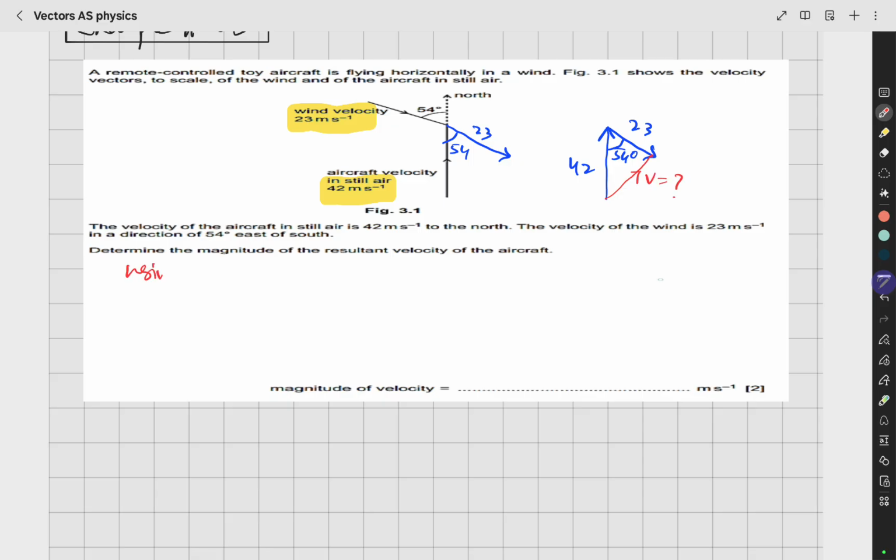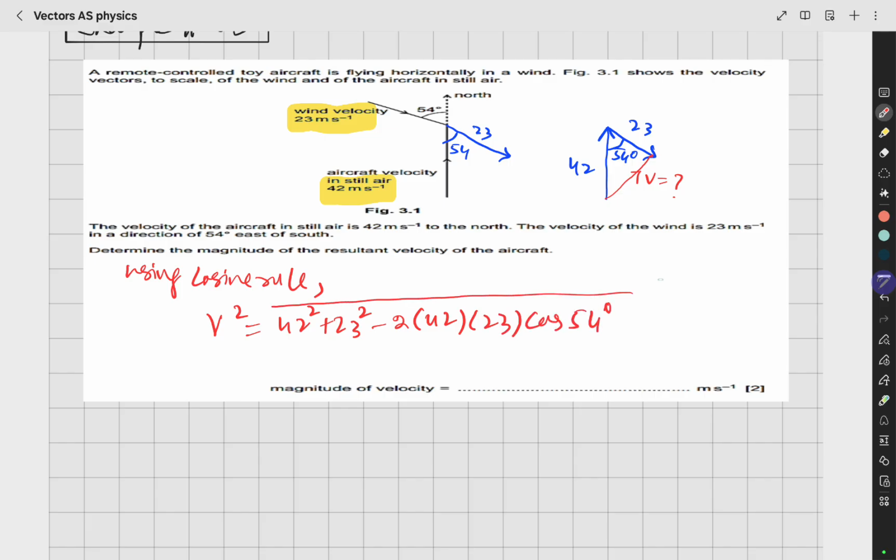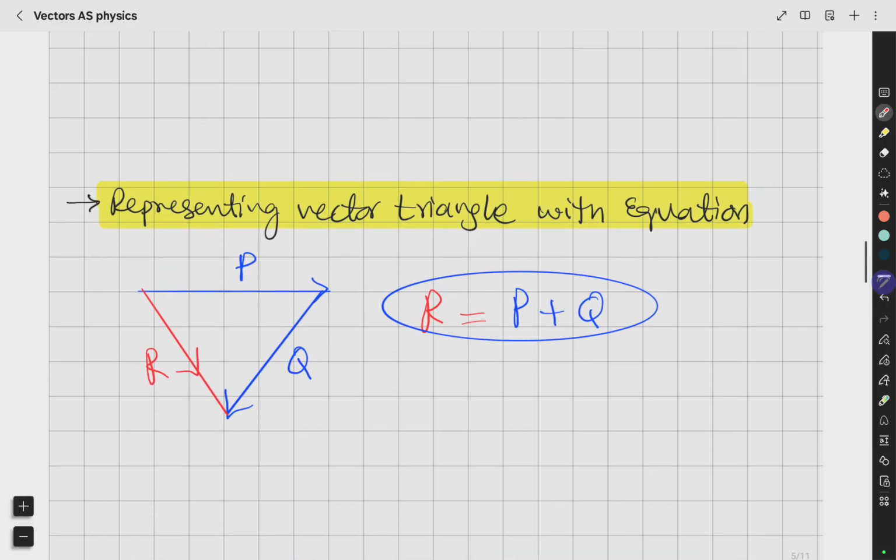So we say using cosine rule, V square is 42 square plus 23 square minus 2 into 42 into 23 cos 54, and then you take the root of this to get the value of the magnitude.